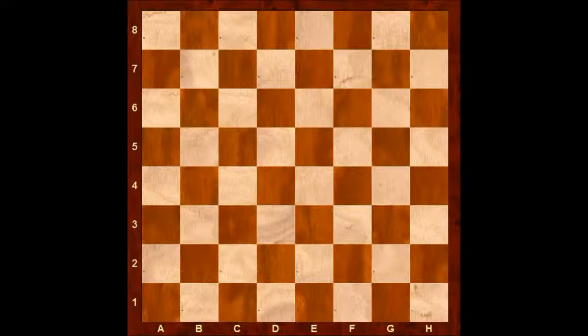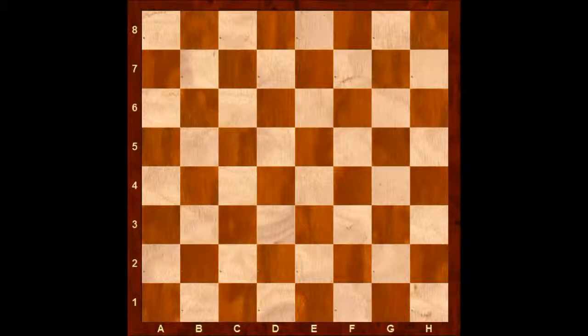As you can see, the chessboard is a combination of light and dark squares. There are 64 squares in total, out of which 32 squares are white and 32 are black. You can call them dark and light as well.